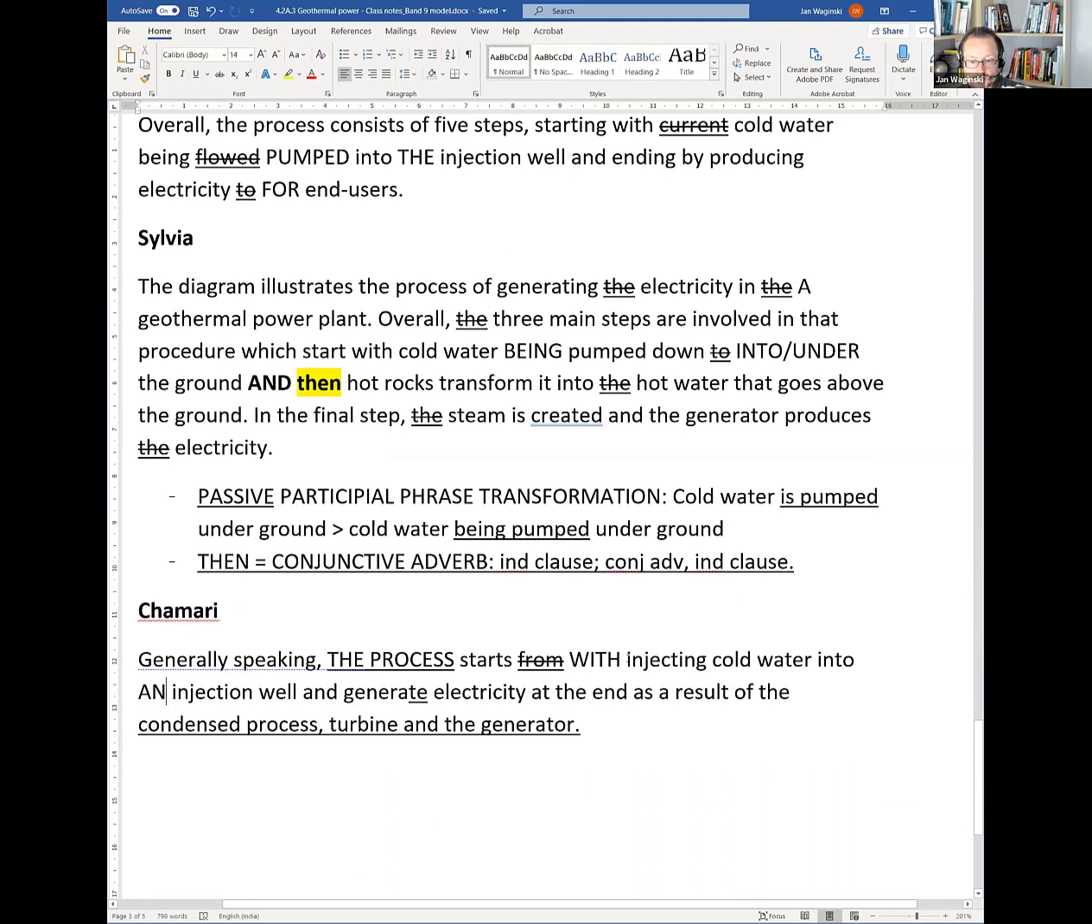Starts with parallel structure, injecting cold water into an injection well and generates. Nope. What did... generating? Generating electricity.